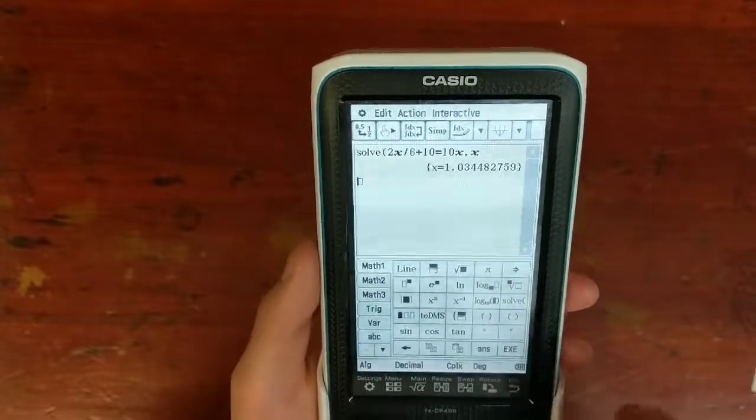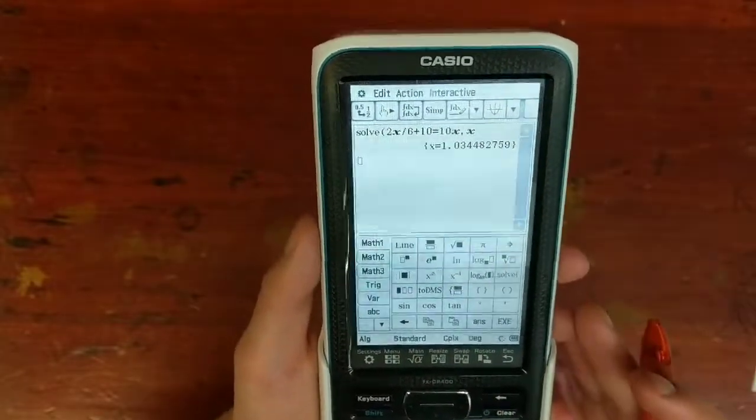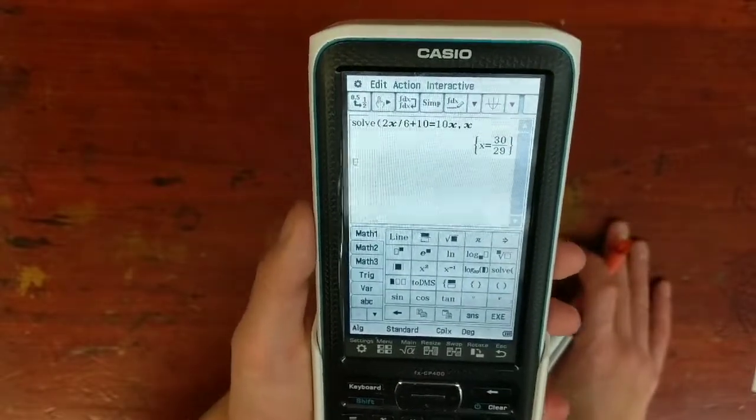Okay. I can also, down the bottom here, change it from decimal to standard, and if I do it in standard, it'll give me the answer as a fraction rather than a decimal.